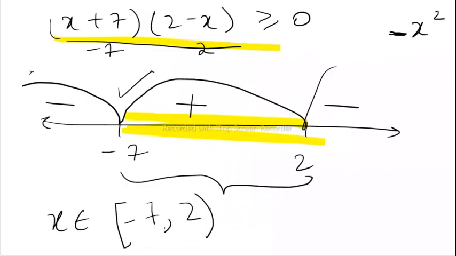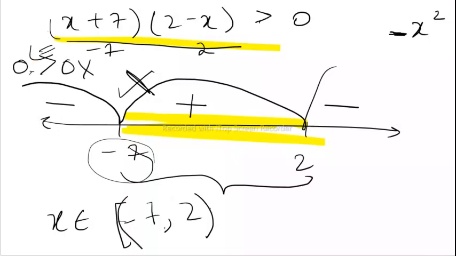Now one more thing that I want to say: had there not been an equal to sign, then x could not have been minus 7 also. This also could not have happened, because if I put minus 7, then this thing will be equal to 0, and 0 is not more than 0, that's false. So then this would also have been an open bracket, but that is not the case, right? So that is why our answer is this. This is our final answer.